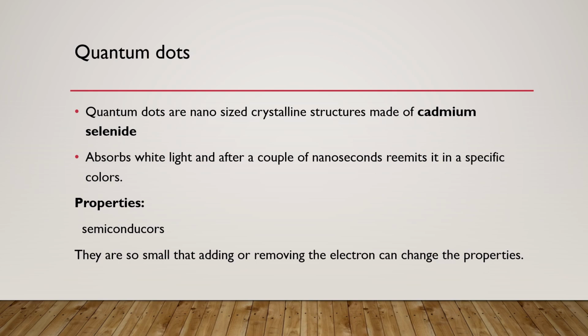What are the properties? These are semiconductors, means semiconductor materials usually form quantum dots. Quantum dots are so small that adding or removing even a single electron can change the properties. You can see how sensitive they are toward electrons.